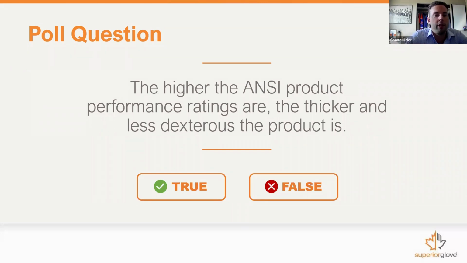False. So the overarching answer here is false with 80%. And yeah, I just wanted to throw that up there to sort of get us thinking about that. There is a common misconception in the industry, and for valid reasons. Maybe 5 years ago, there was a correlation between higher performance equals thicker, less dexterous products.